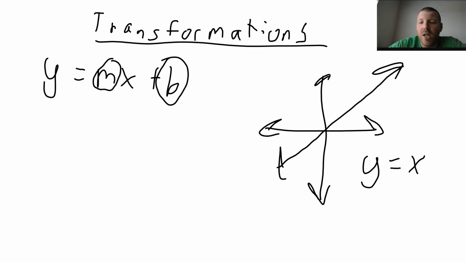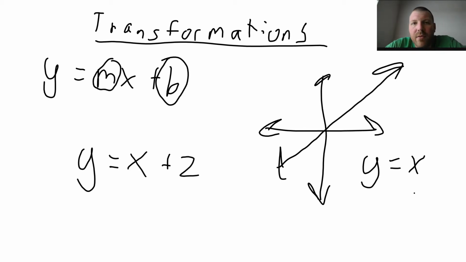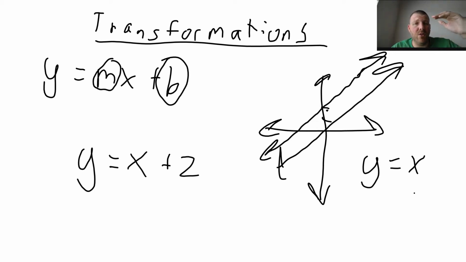So if I change this by adding, let's just say this, what happens? Well, that tells me that this thing is just going to shift up 2 units, and now I have an equation of a line that's going right here instead of there. So what's that doing? Well, that's transforming. It's moving, right? It's a vertical shift. It's shifting vertically 2 units, okay? Well, what did I change? I changed the y-intercept, right?